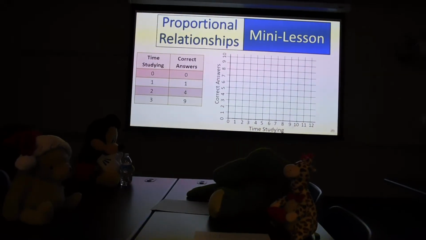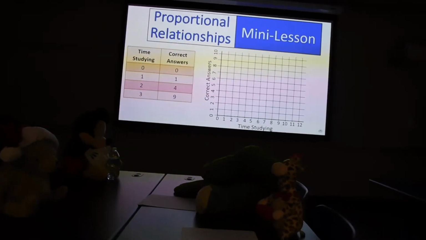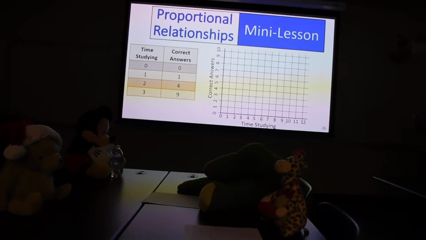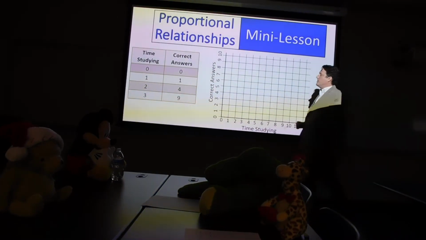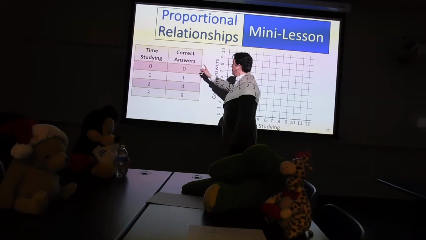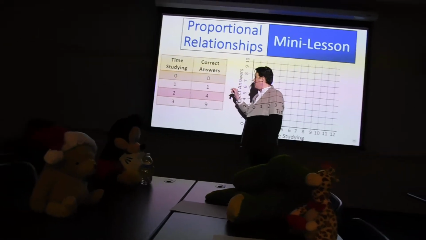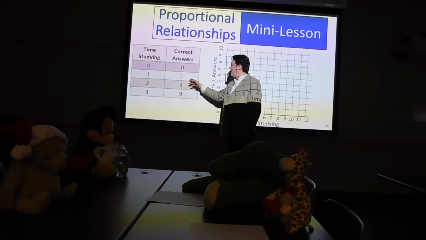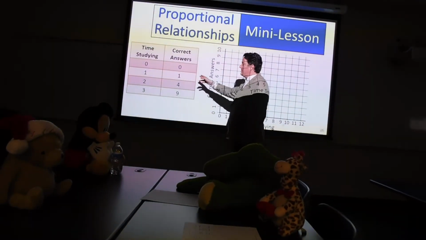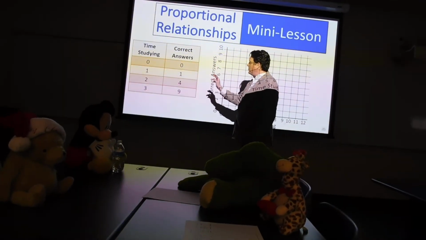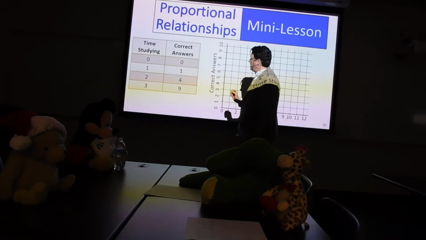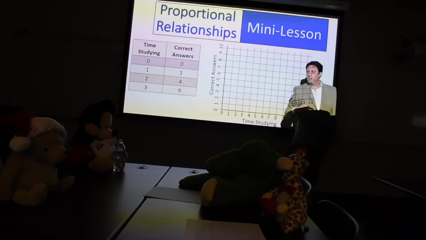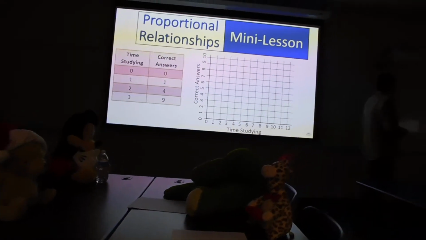Here's another one where time it takes to study for an exam. Now in this case, this student studied 0 hours and got 0 answers correct, which is to be expected. Next, they studied for 1 hour and they got 1 answer correct. Now that's a hard test. Then moving on, 2 to 4, 3 to 9. So as you see, the more they study, the more answers they get correct, the better they do.